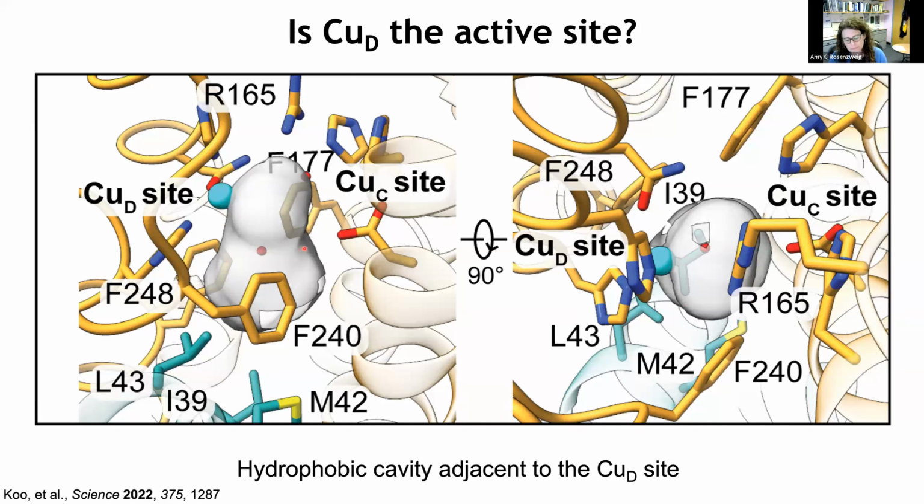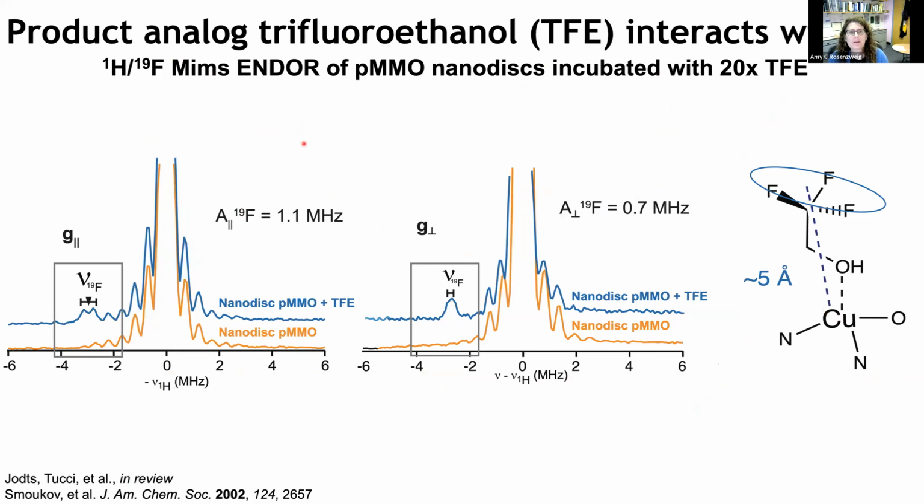And so now knowing that we have an EPR signal that we can attribute to this copper D site, we set out to see if we could get some sort of a probe in there to tell us if hydrocarbons might bind near that copper D site. So what Ricky did is he used a product analog, trifluoroethanol, for EPR. He and Frank made samples of PMMO in nanodiscs with 20-fold TFE.